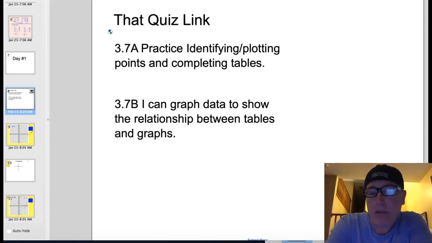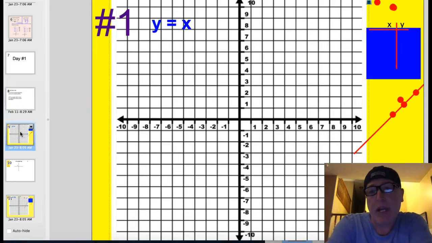Hey, welcome back. Hopefully you got those ticket to the show and pause problems figured out. All right, today let's just start off with 3.7a. We're going to work on just identifying and plotting the points and completing the tables. Tomorrow we'll put it all together. We'll be looking at equations and choosing the correct table based upon the equation, based upon the line and things like that. But baby step. Let's take a look at this first problem. You don't have to write anything down yet. I'll tell you when to write.